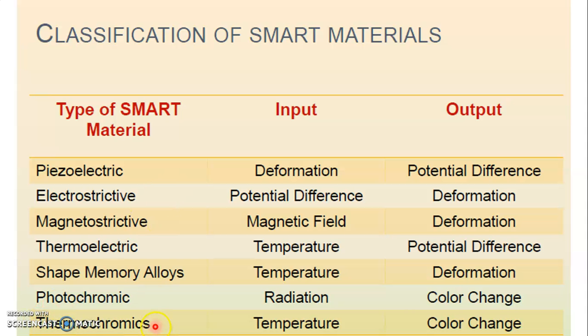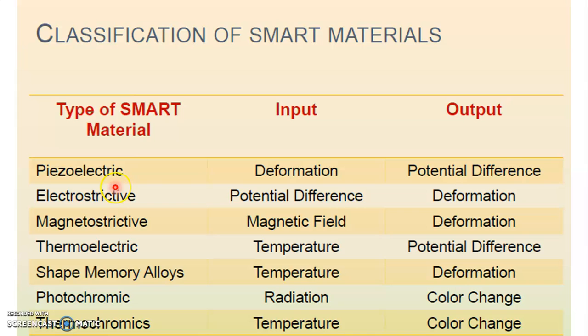So now we can classify smart materials according to the response given by them and the stimuli given to them. The common types of smart materials are piezoelectric, electrostrictive, magnetostrictive, thermoelectric, shape memory alloys, photochromic, thermochromic, etc. All these categories you have to study in detail, but this is a basic idea. The piezoelectric material responds to deformation, and the output will be a potential difference, or electricity. So the materials which undergo deformation by the application of mechanical stress to produce electricity are called piezoelectric materials.